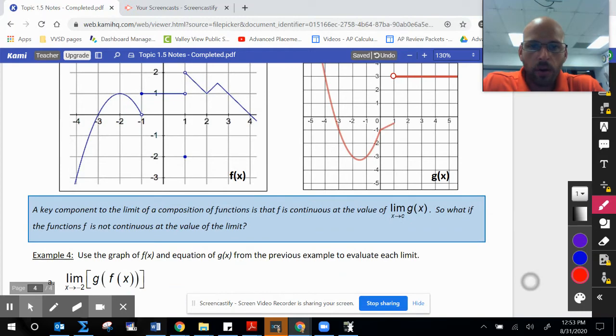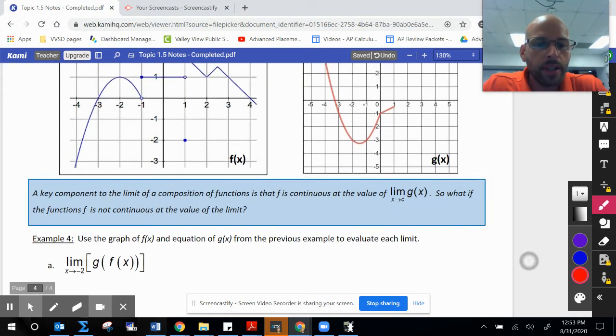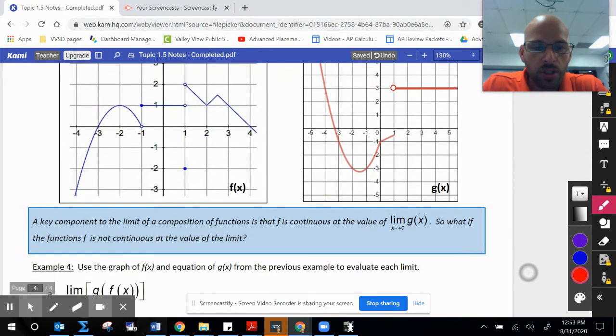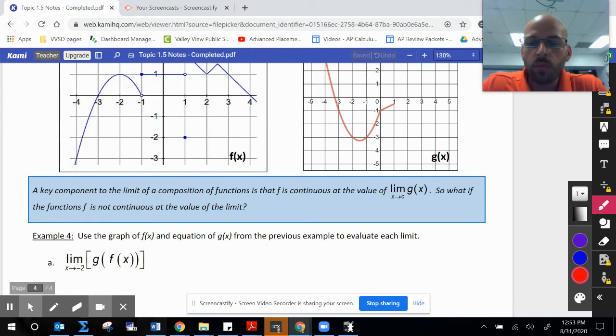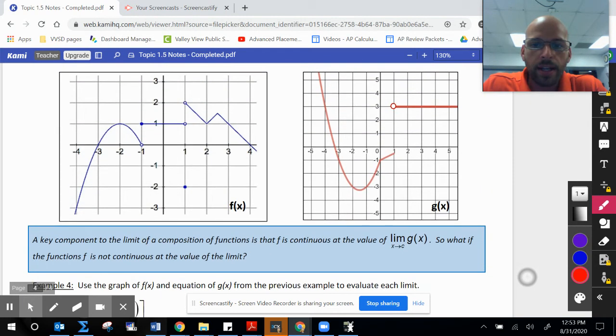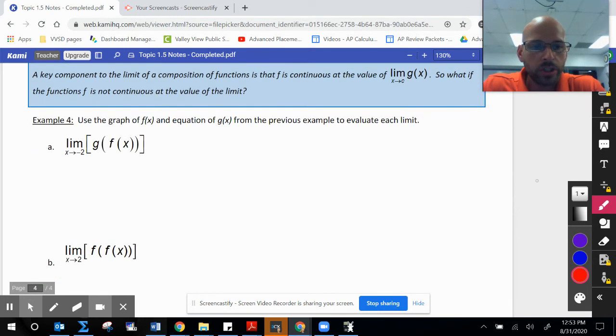So now I put in a blue box here. A key component of a limit of a composition of functions is that f is continuous at the value of the limit as x approaches c of g of x. What that means is if you don't have continuity, then we need to take a little bit more care. If you take a look at -2, for instance, we're going to break this up, and I want to show you an issue that we have.